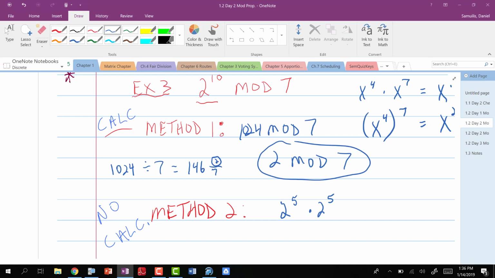Or I could say it's 2 to the 5th raised to the 2nd, but I think it's smart to just say 2 to the 5th times 2 to the 5th. If it was 2 to the 9th, you'd do 2 to the 5th and 2 to the 4th. That's it. Because why? What are you supposed to do with these exponents? What are you supposed to do with 5 and 5? Add them. So that's why this is legal.